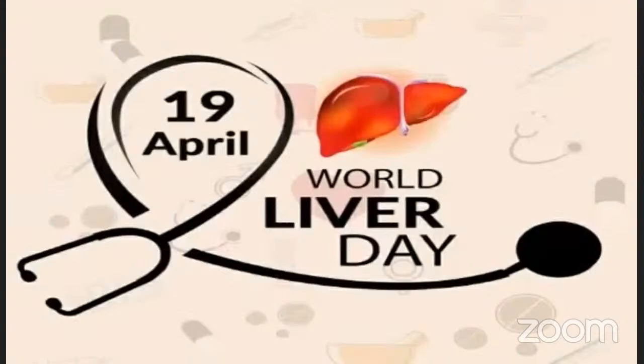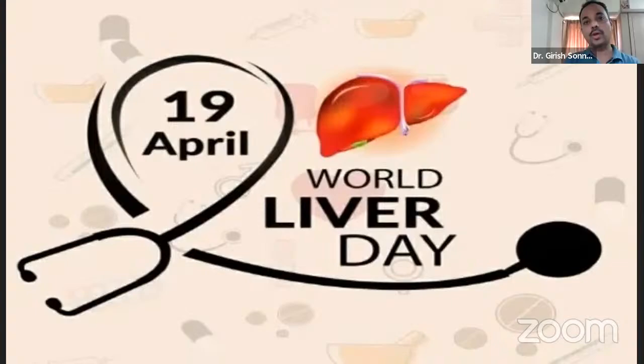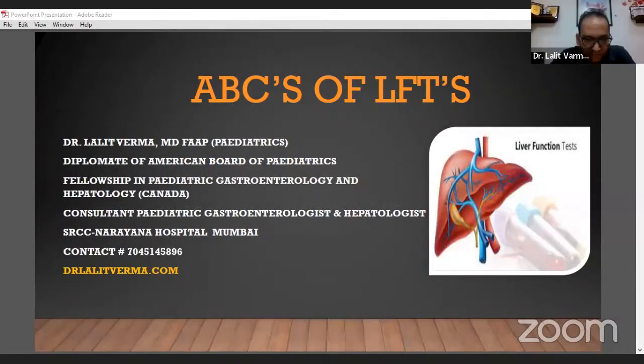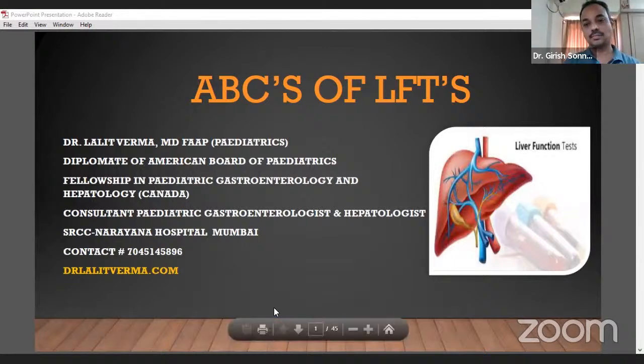Just a minute, I think Girish has to stop the screen share. Okay, it has not been shared. Yeah, I stopped sharing, madam. Yes, we can see Lalit's screen now.